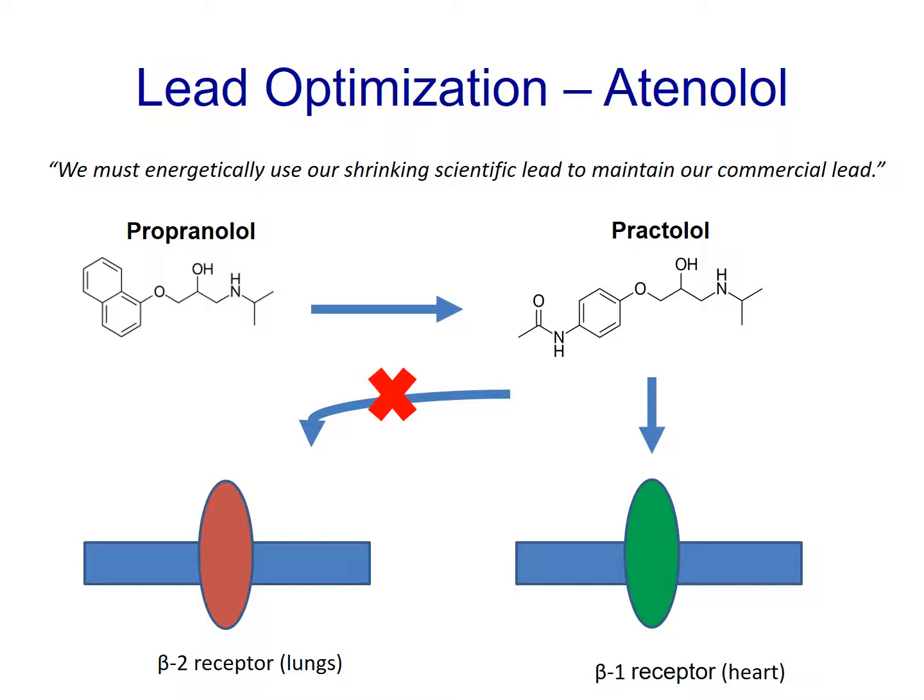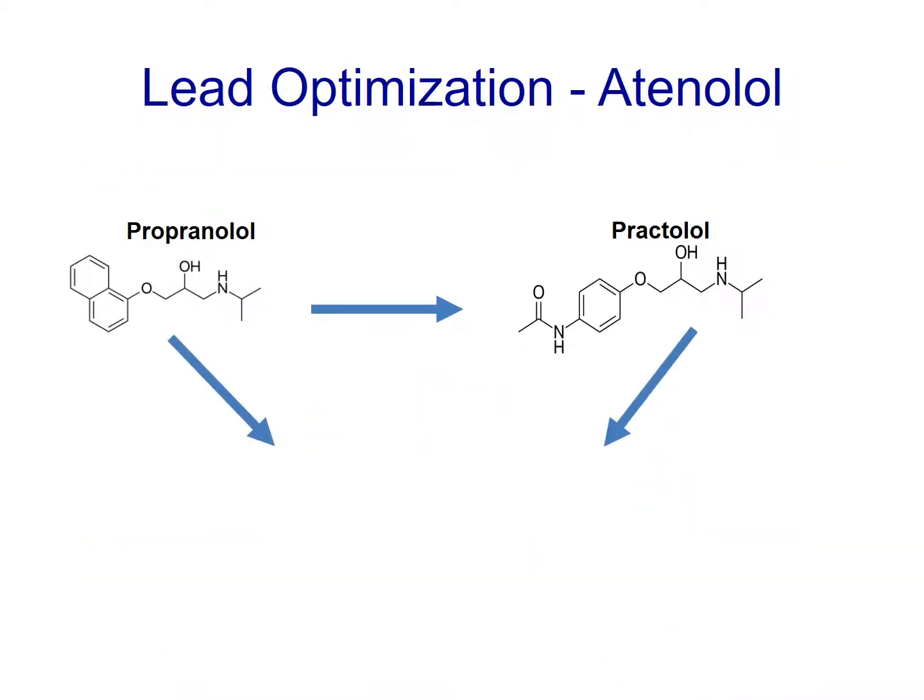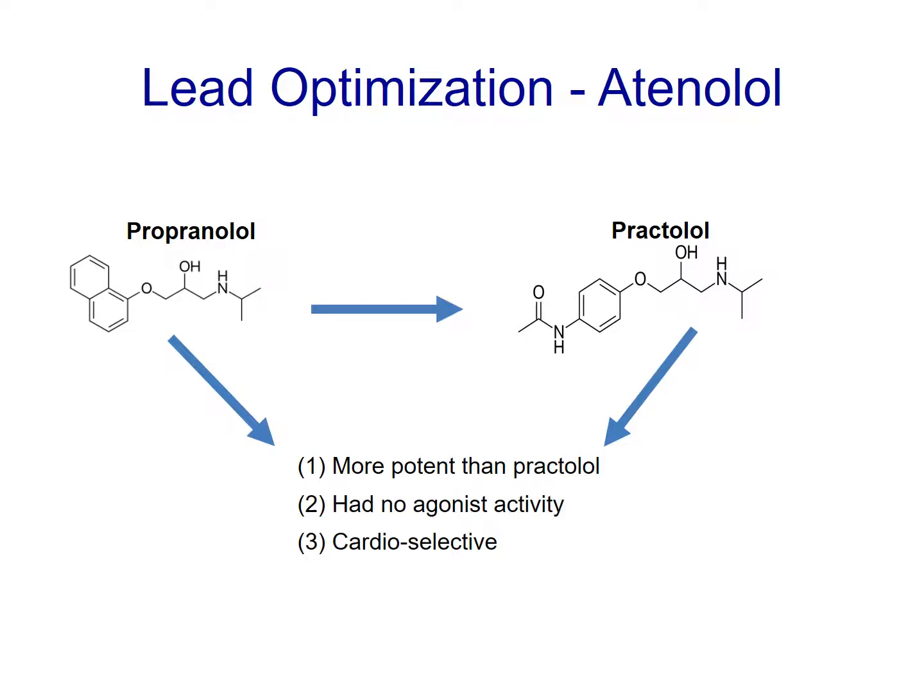Practilol was eventually withdrawn from the market too in 1975, after it was found that its use led to serious side effects like blindness. In order to maintain market dominance then, ICI set out to find a drug that 1. Was more potent, 2. Had no agonist activity, 3. Was cardioselective, 4. Was free of local anesthetic activity, and lastly 5. Was very hydrophilic.